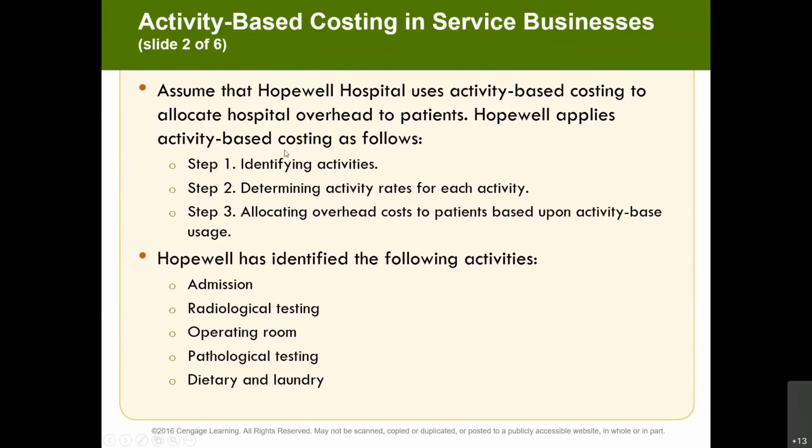This hospital applies activity-based costing by first identifying the activity, second, determining the activity rate for each activity, and third, allocating overhead costs to patients based on the activity-based usage. So the hospital identified the following activities. We have admission, radiology testing, operating room, pathology testing, dietary, and laundry.